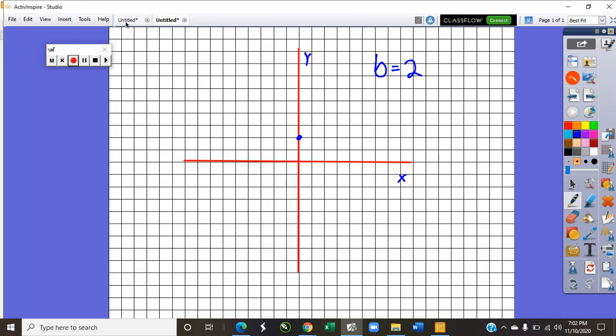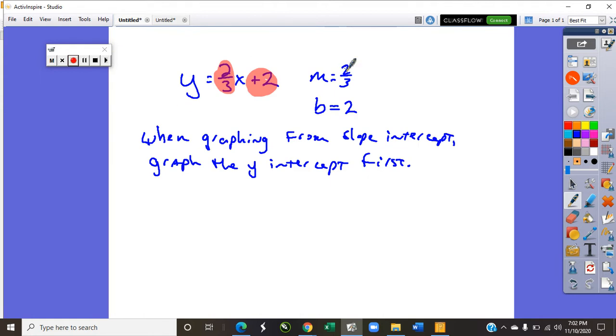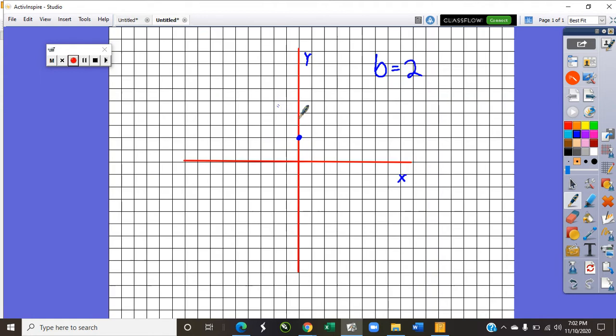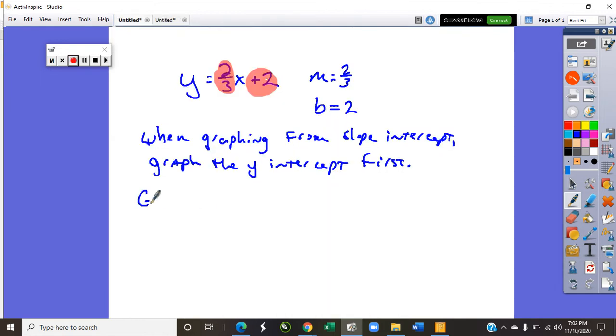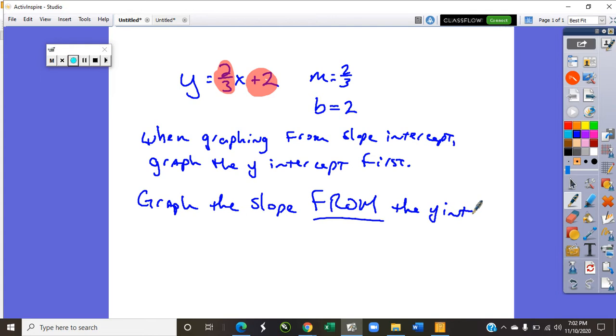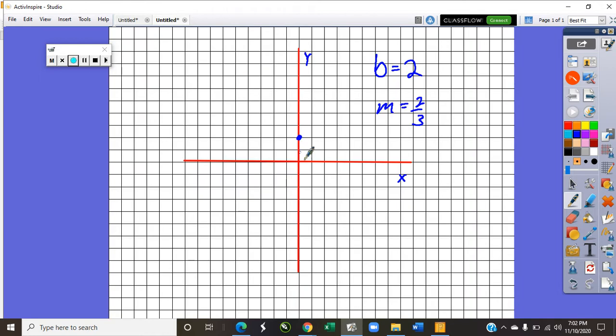Now, let's go back and look at our equation. Our slope is 2/3. Now, when you graph slope, you graph the slope from, not the origin, but from the y-intercept. Okay, so let's go to where we found our y-intercept, okay, which is right here.